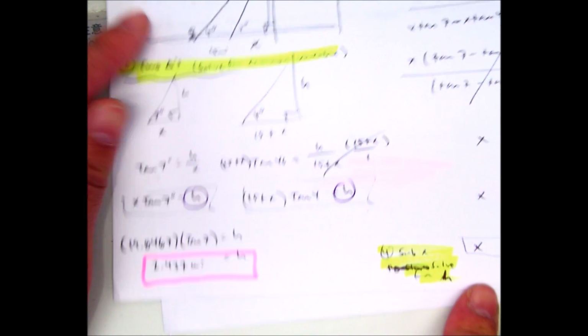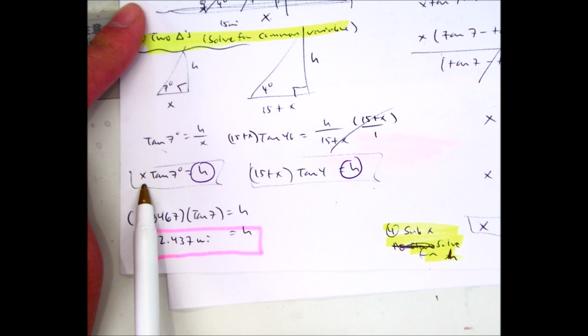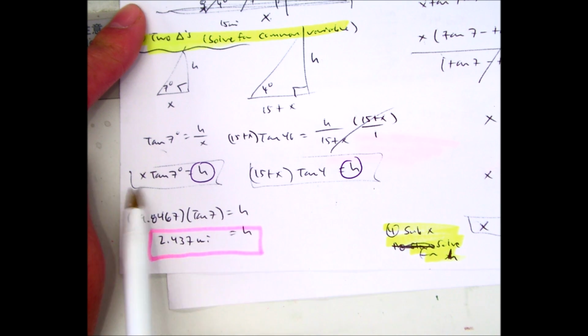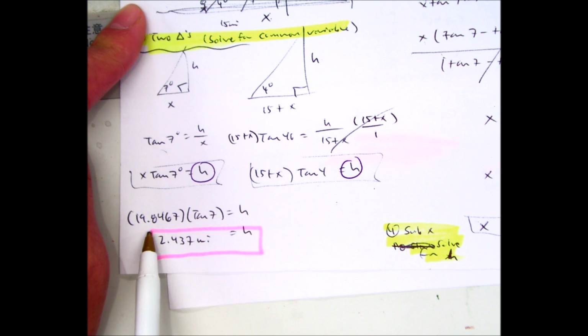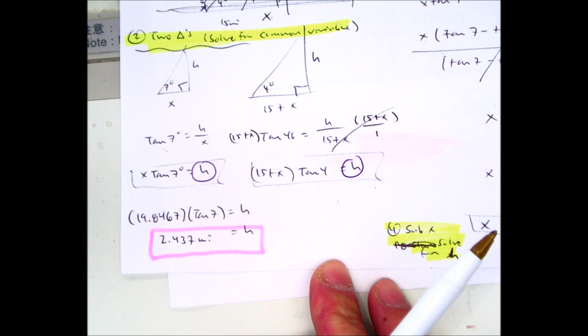Go back over here, pick your easiest equation. I picked this one, so I just put in 19.8467 times tangent of 7, and you get a height of approximately 2.437 miles.